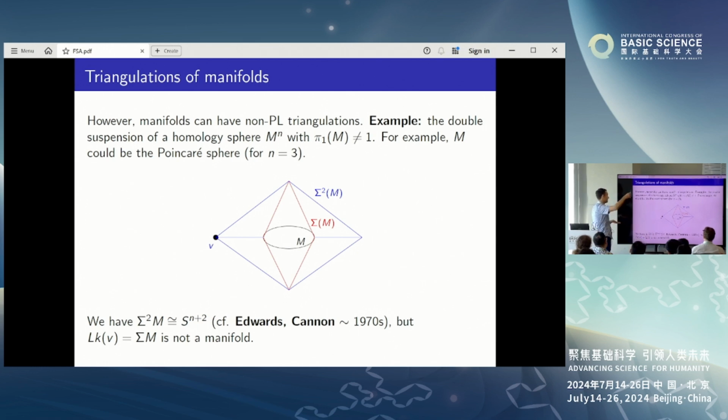And if you triangulate your original M, and then take cones on this triangulation and then cones one more time, you get a triangulation of the S^(n+2) that's not PL. It's not PL because if you look at the link of this vertex, the link is this red part, the first suspension. And the first suspension is not a sphere, it's not even a manifold, in fact. So manifolds can also have non-PL triangulations.